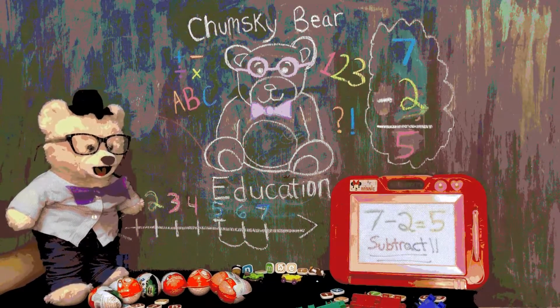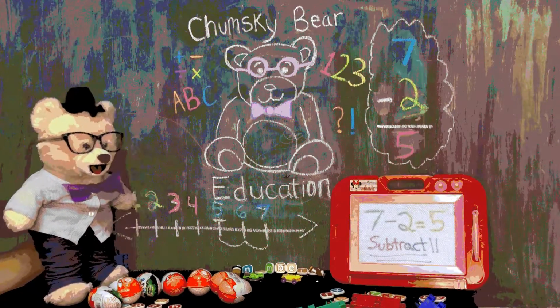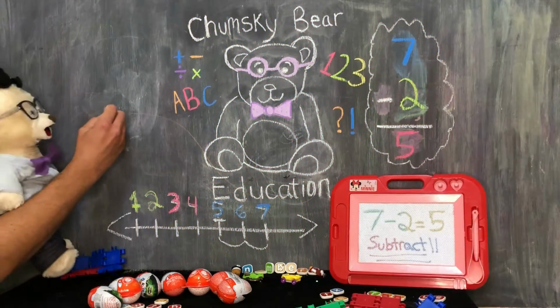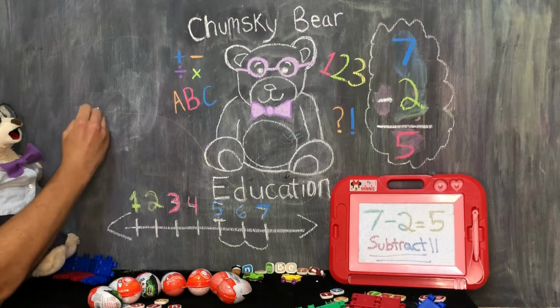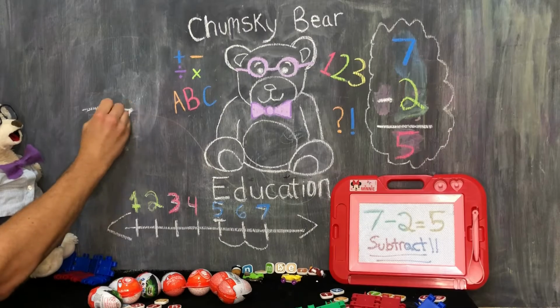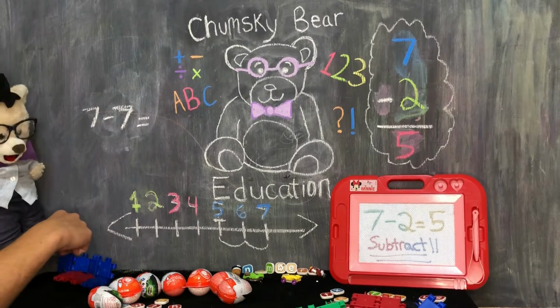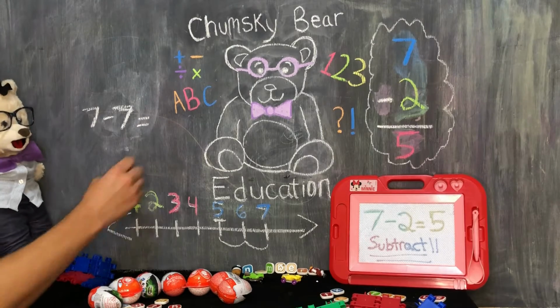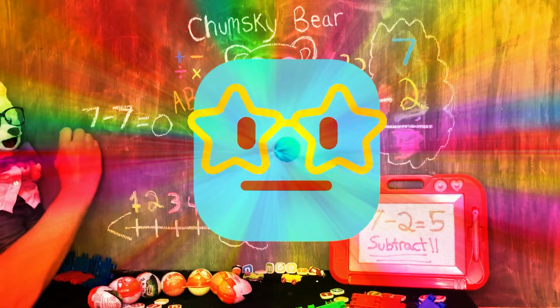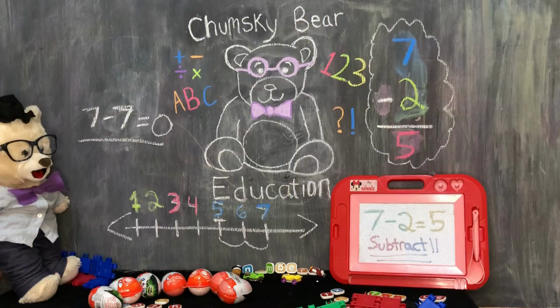Do you know what minus means? Minus just means taking away or subtract. Let's write it out right here. 7. Oh, I know. My handwriting is beautiful. Equals, how many do you have left? Nothing. How can we write nothing? With a 0. Yeah, look at that. You just subtracted 7 minus 7.